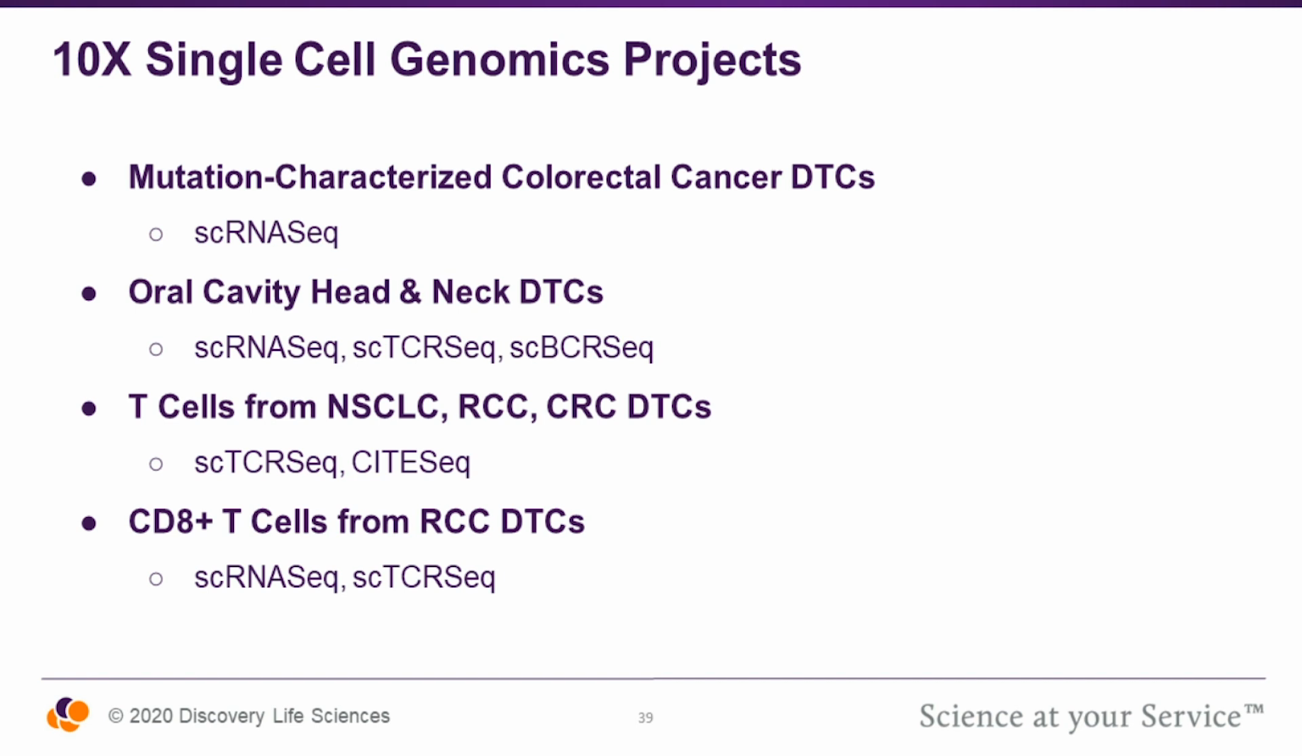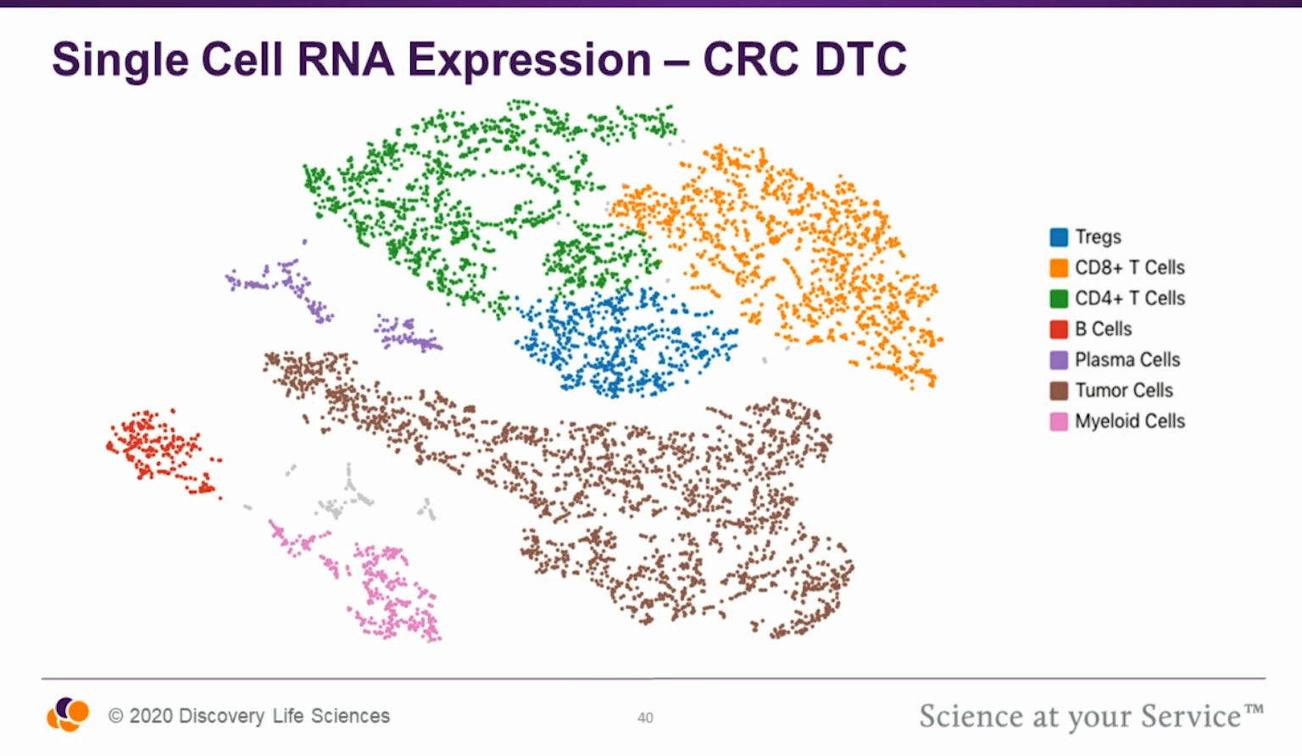We've also been sorting CD3 positive T cells from multiple indications, mostly lung, renal, and colorectal. These T cells have been further profiled for single-cell T cell receptor as well as site-seq. And finally, we've been subdividing CD8 T cells, specifically from renal cell samples, to perform single-cell RNA-seq and T cell receptor analysis. So I'm going to go through some data generated from the colorectal cancer samples, as well as some of the T cell receptor sample data, as an example of what this data looks like.